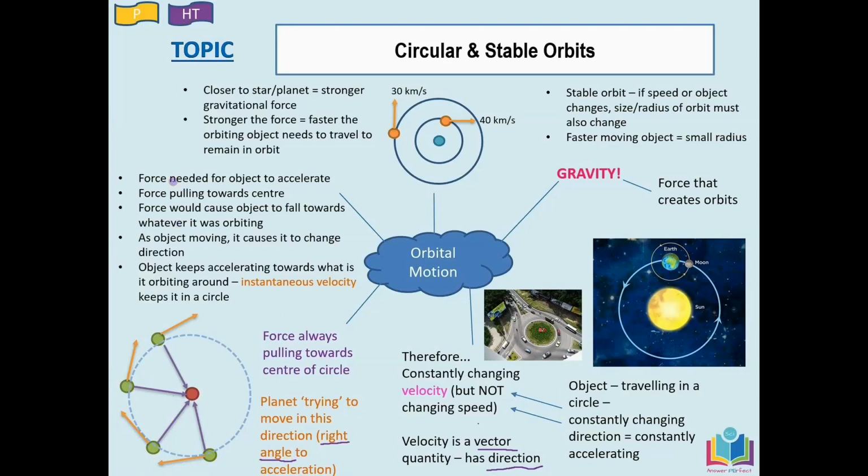Okay, so let's recap. A force is needed for an object to accelerate. We know that it has to keep accelerating to keep this orbit going. Now, that force is pulling towards the centre. The force would cause the object to fall towards whatever it was orbiting. For example, if this planet stopped moving, the force would pull it to the centre. As the object is moving, it's changing direction, but the object keeps accelerating towards what it's orbiting around. And we call this instantaneous velocity.